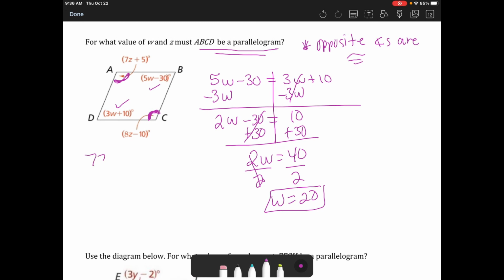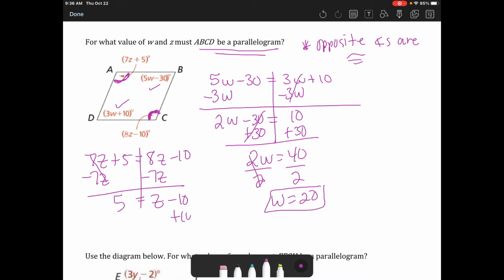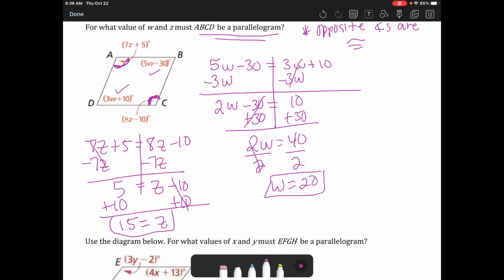And for z, we have 7z plus 5 is equal to 8z minus 10. Again, let us get the variable to one side. Then move the constant over. And so 15 is equal to z.